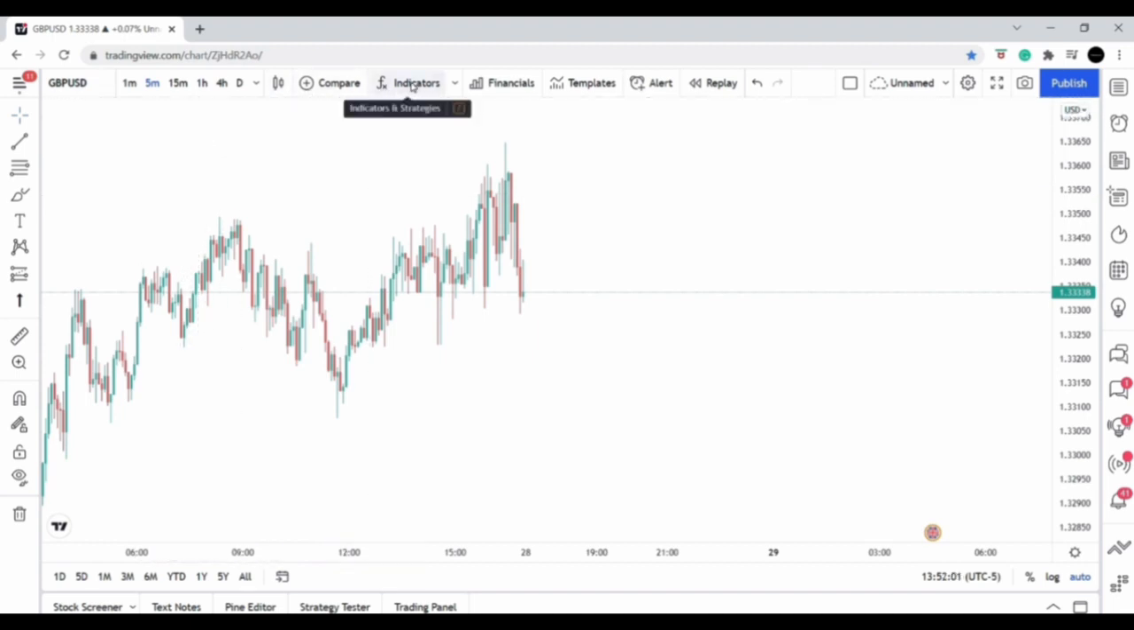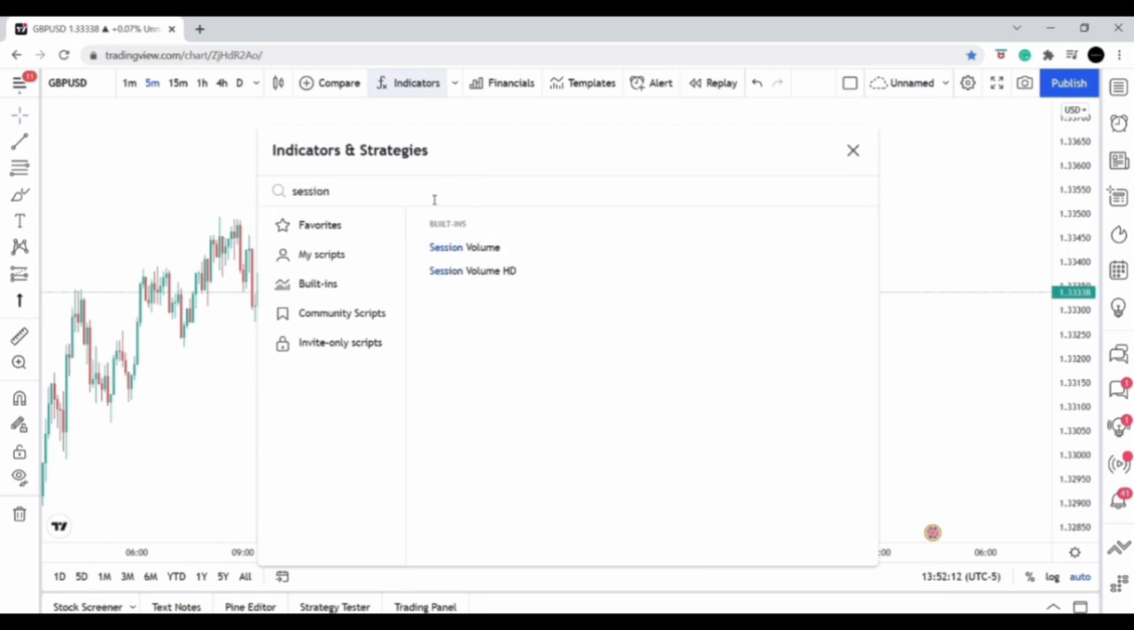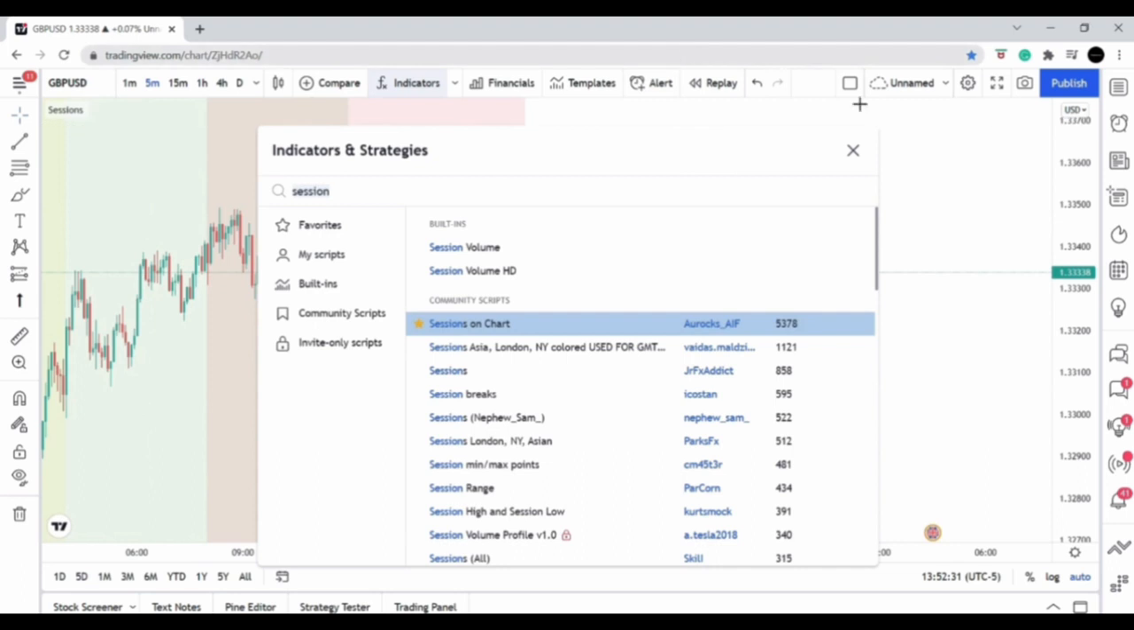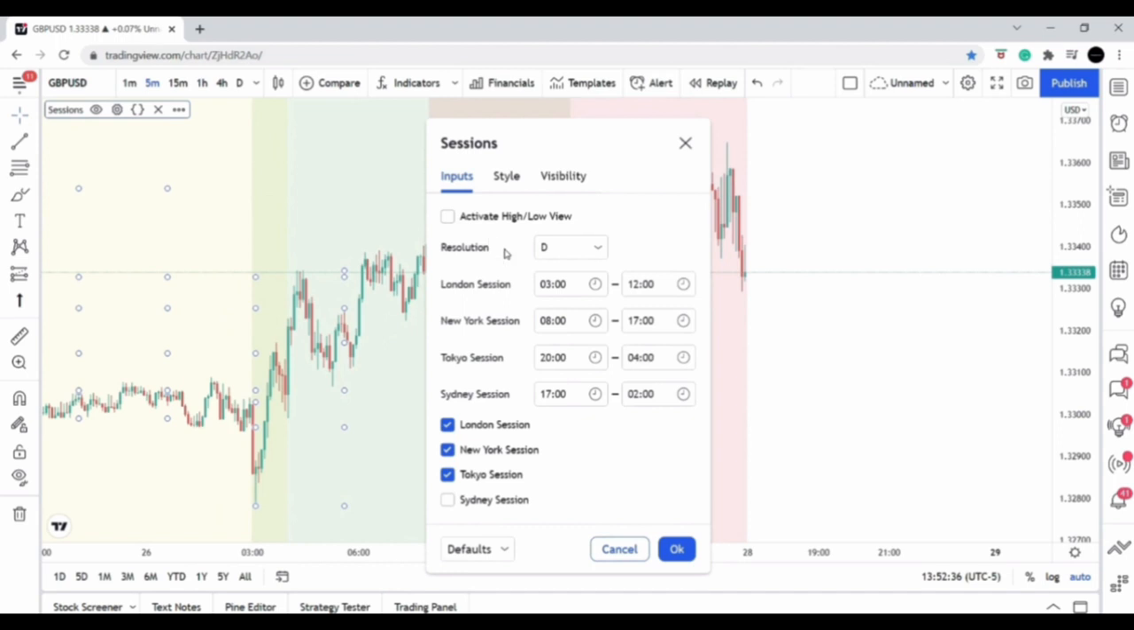What I want you guys to do to keep things very simple is you can actually use this free indicator on TradingView. You go to indicator, you type in session, and you look for the one that says sessions on chart. So you click on this right here, and it's this guy right here. I don't know how to pronounce that name, but you can save it to your folders, whatever the case is, but that's the one you want. Now when you go to that one, you're gonna go to the settings, you're gonna go to activate highs and lows. That's the one.